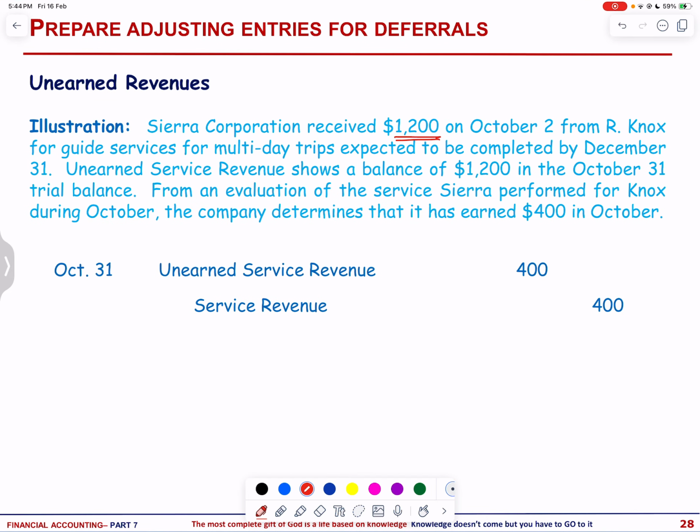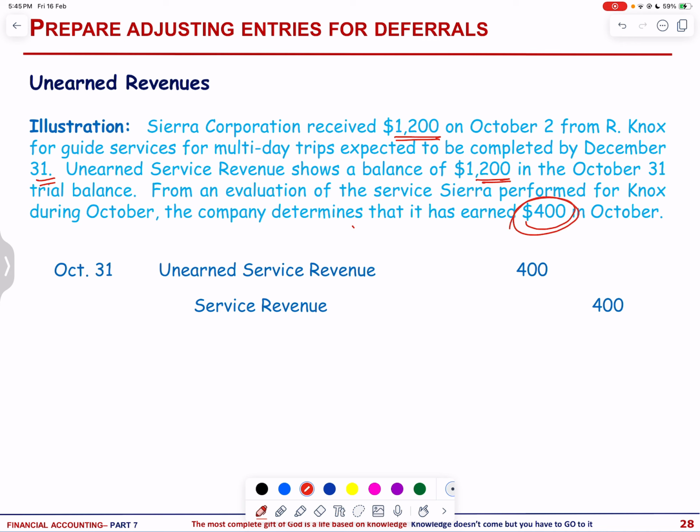On October 2, from R Knox for guide services for multi-day trips expected to be completed by December 31st. Unearned service revenue shows a balance of 1200. I have shown you the balance in the trial balance. From an evaluation of the service Sarah performed for Knox during October, the company determined that it has earned 400.